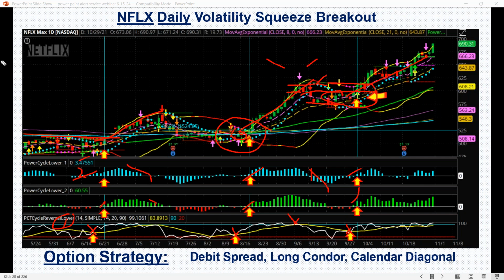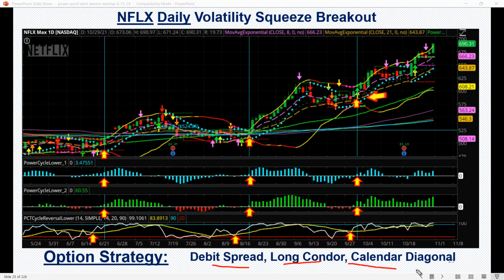Now, in this kind of pattern, I like to use debit spreads. These debit spreads are great. Long condors, we use a lot of long condors, which is kind of a debit spread with a credit spread added to it to neutralize our risk, to keep us positive on theta. And then counter diagonal. So, kind of align a specific option strategy with the chart pattern, based on the risk reward of that strategy. So these are the three primary ones that I like to go to with a volatility squeeze. Okay, so that's kind of how we can line that up.